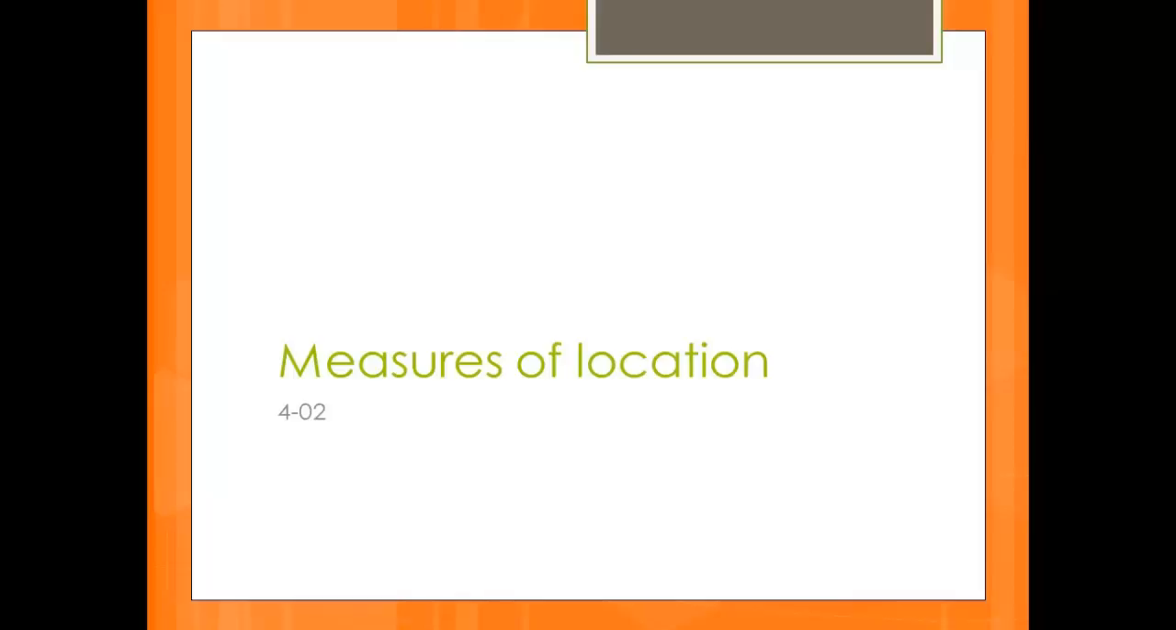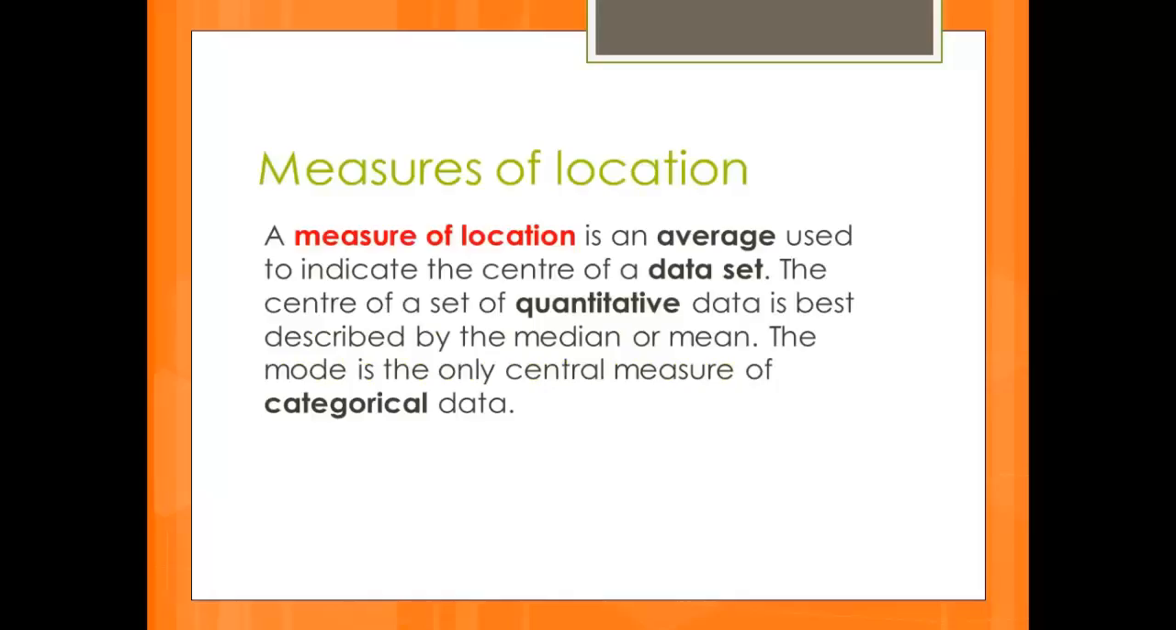This is our second lesson from our topic on statistical distributions. Today we're looking at measures of location. So when we're talking about measures of location, we're concerned with averages. An average is a measure which is used to indicate the centre of a set of data.